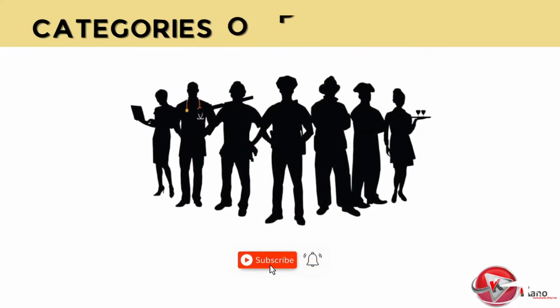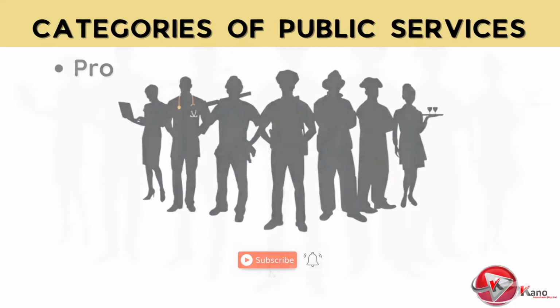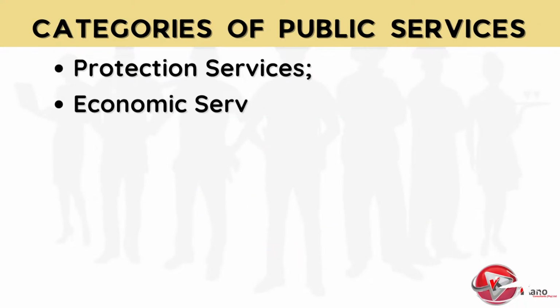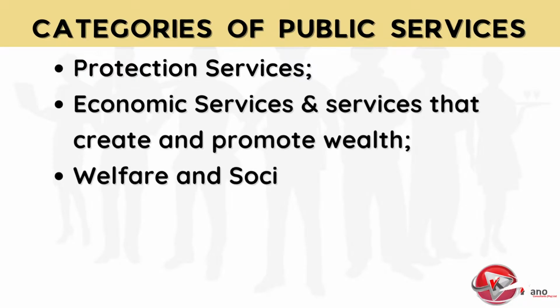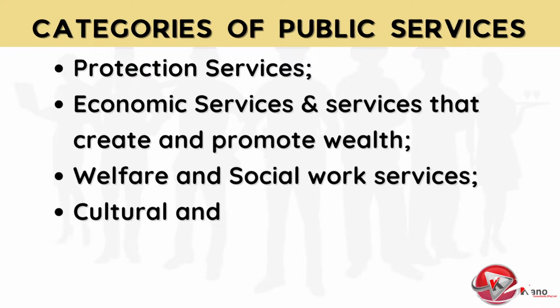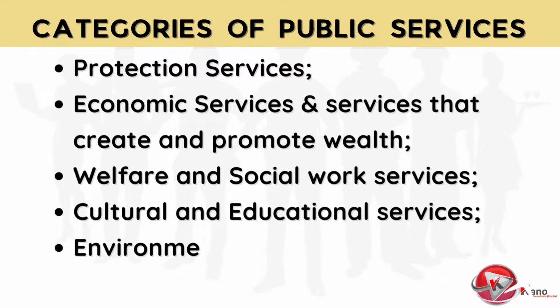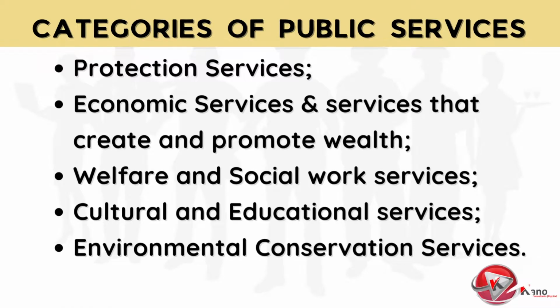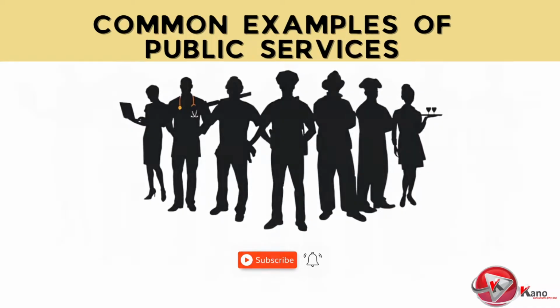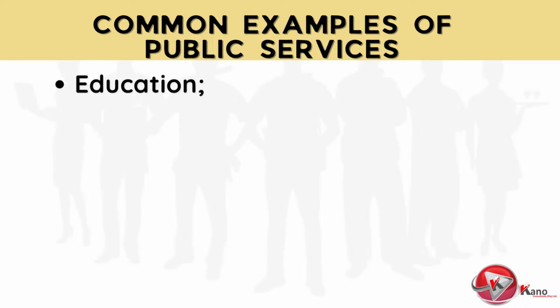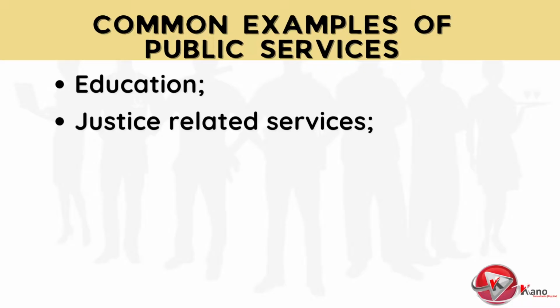Public services can be divided into the following categories: protection services, economic services and services that create and promote wealth, welfare and social work services, cultural and educational services, as well as environmental conservation services. The following are common examples of public services: education, such as public education from preschool level up to and including post-school level. Justice-related services, such as prosecutors, courts, and correctional facilities.